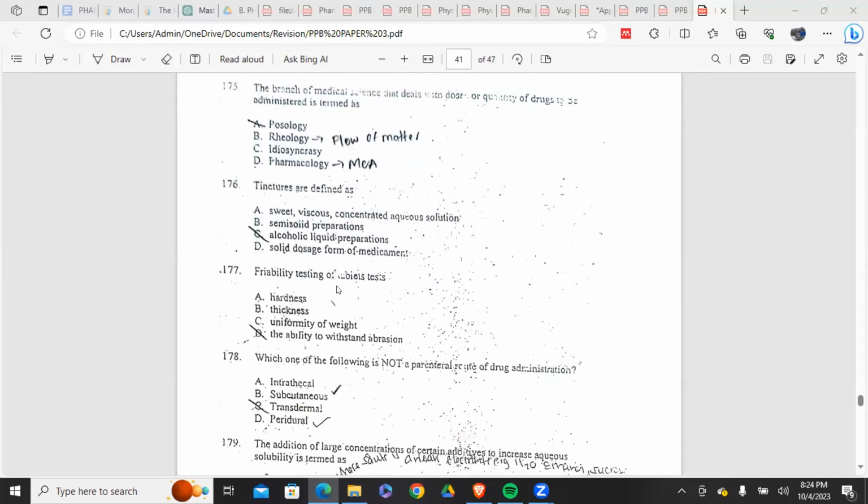Reliability testing of tablets tests hardness, thickness, uniformity of weight, ability to withstand pressure. Iko sawa.